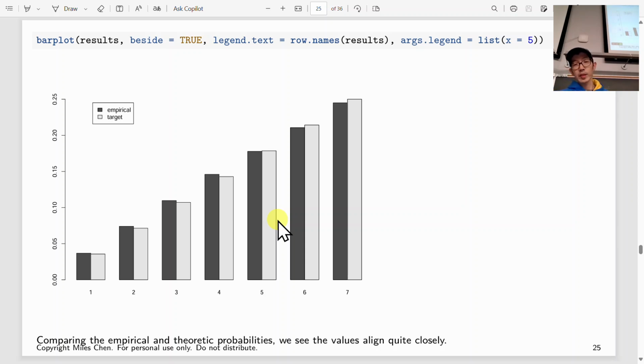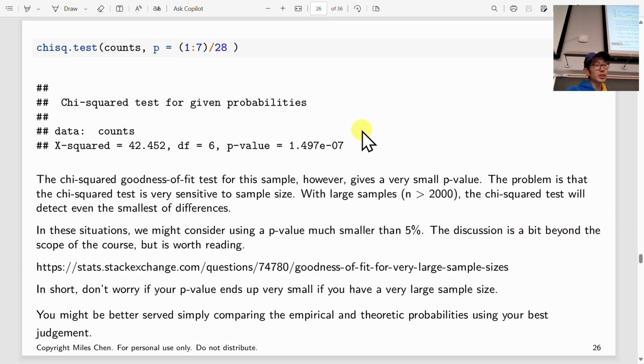However, if you run the chi-squared test, it gives you a p-value of something times 10 to the minus 7. And this is one of the limitations of the chi-squared test. It doesn't work when you have a really big sample. The chi-squared goodness of fit test gives us a very small p-value.